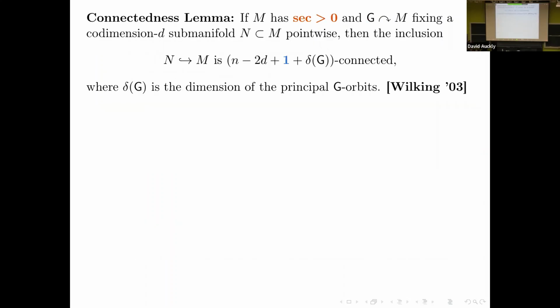The next tool is the connectedness lemma, which is Wilking's result from positive sectional curvature. It says if you have a group acting and it fixes a submanifold in codimension D pointwise, then the inclusion is highly connected. For those that don't know, when you say that an inclusion is connected, it means that these relative homotopy groups are equal to 0. So if you take a look at the long exact sequence of a pair for homotopy groups, this gives you information on the homotopy groups of the manifold and the submanifold and relates them. And so you can get information about the homology and the cohomology of the two manifolds as well.